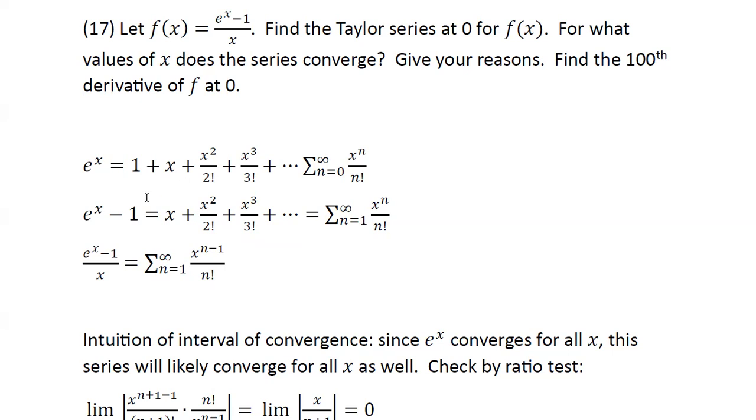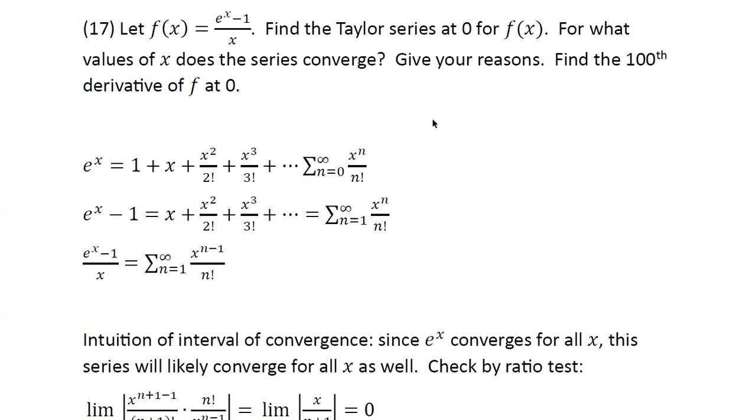And then to match this up with f, we just divide by x on both sides. So e to the x minus 1 over x, we divide by x over here. That's the same thing as subtracting 1 power from this x, so it's x to the n minus 1.